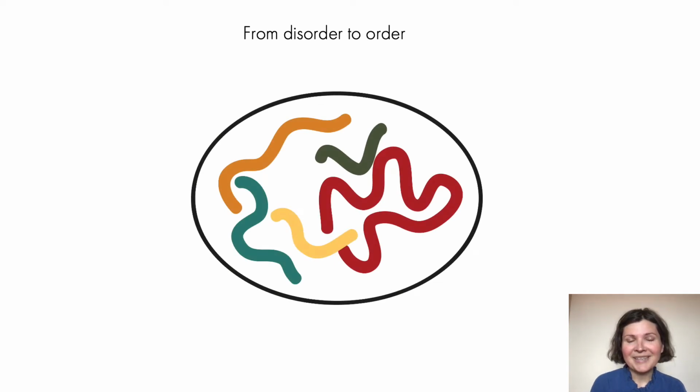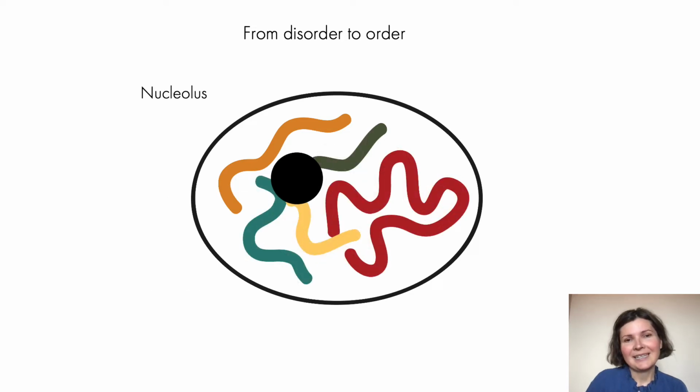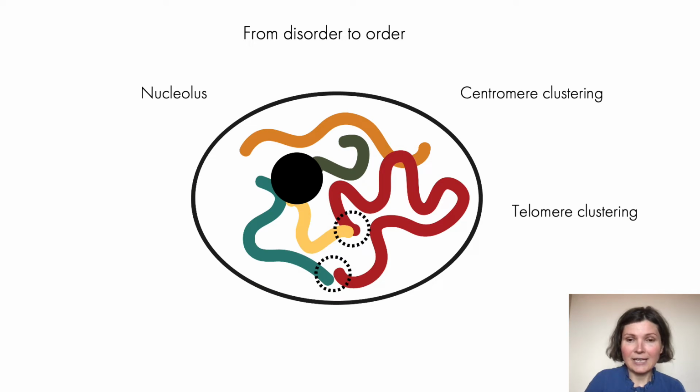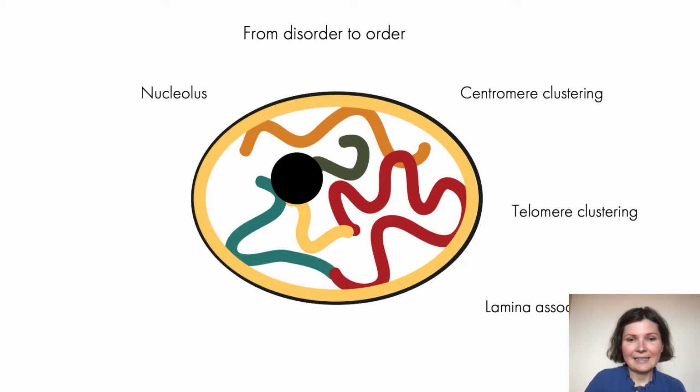By now we know that our genome is not entirely randomly organized. There is some structure to it for sure. We know that, for instance, individual chromosomes need to come together for nucleoli to form. We know that the centromeres tend to cluster, telomeres cluster as well, and that certain genomic regions have this strong tendency to be associated with the nuclear lamina, to form lamina associated domains.